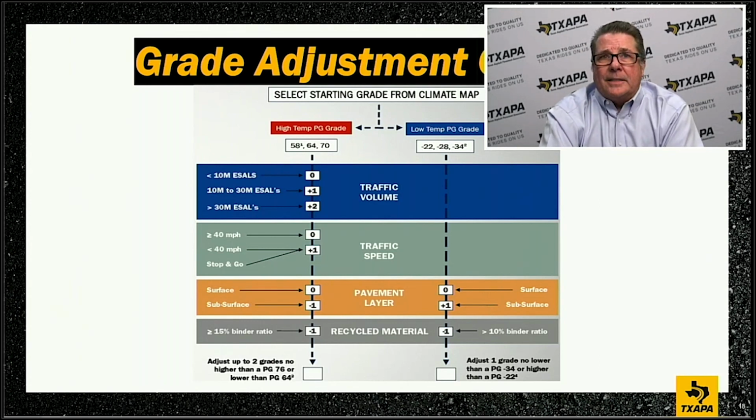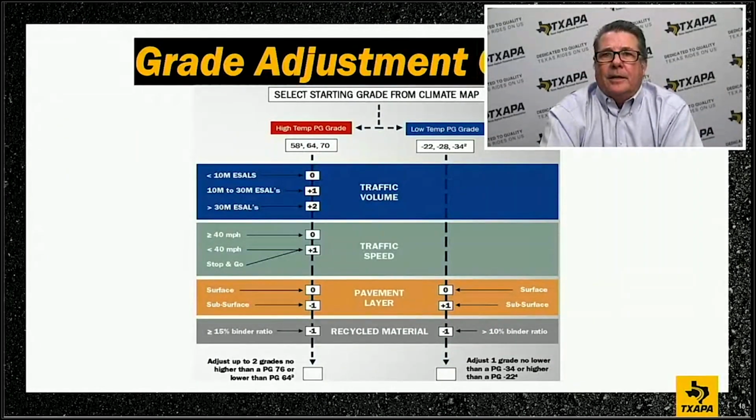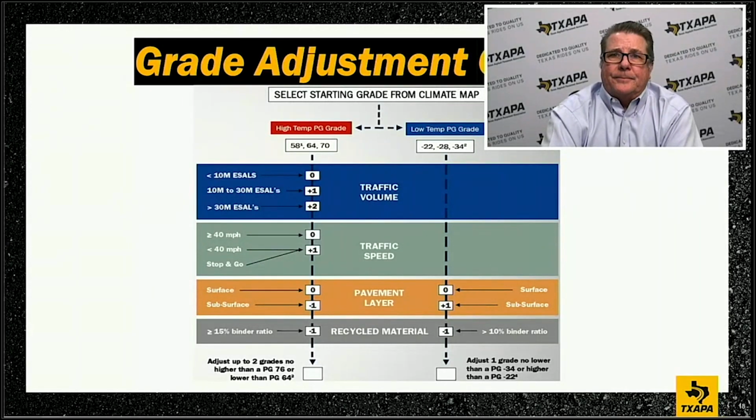On the low end, the minus end, again, our base grade is a 64 minus 22. Because we're dealing with cracking, not rutting, the traffic volume and the traffic speed really don't come into play. What comes into play is where it's at in the pavement structure and how much recycled material we have. So you're going to add 1 grade if it's a subsurface, and you're going to take away a grade if the recycled binder is greater than 10%. But again, not to go any lower or any higher than that 22, 28, right? That makes sense? Absolutely.